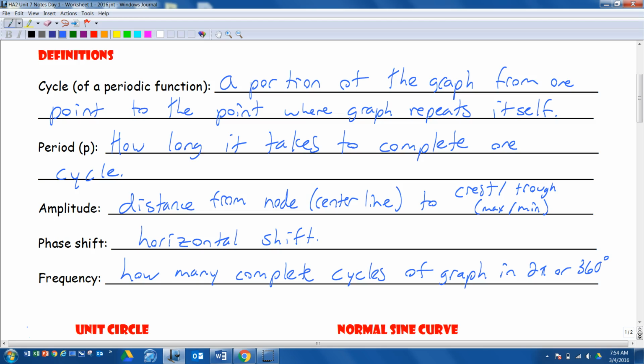You can pause the screen to write them down. Basically, the period is how long it takes to complete one cycle. The amplitude is going to be the distance from the center of the graph to the top or bottom points. We call those the crest and the trough, and we call the center line the node. The phase shift is like your horizontal shift when we did transformations, and the frequency is how many complete cycles of the graph happen within 2 pi or 360 degrees. So like I said, pause the screen to write all that down.